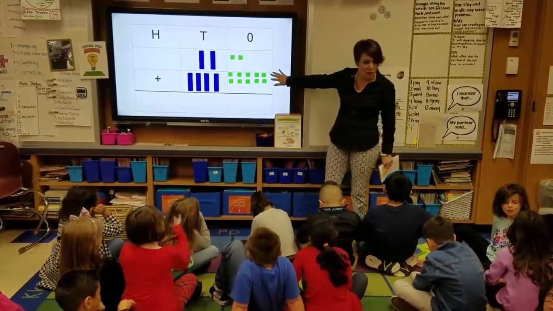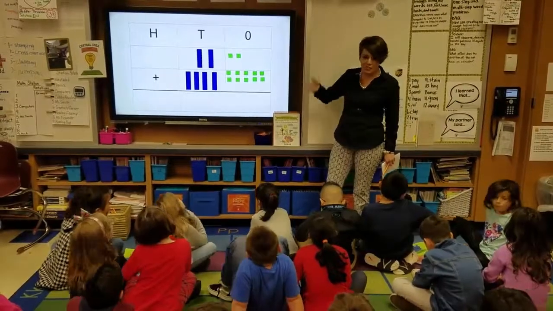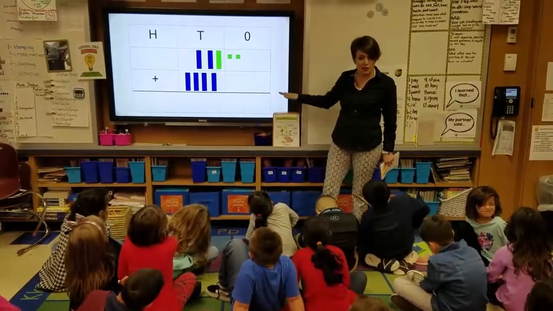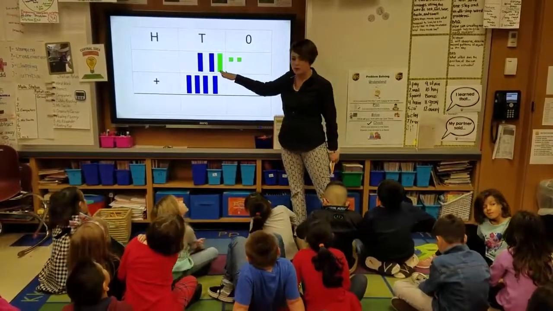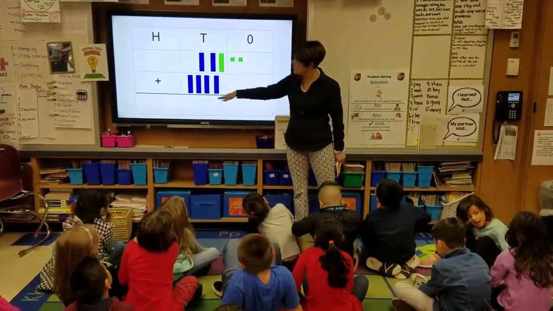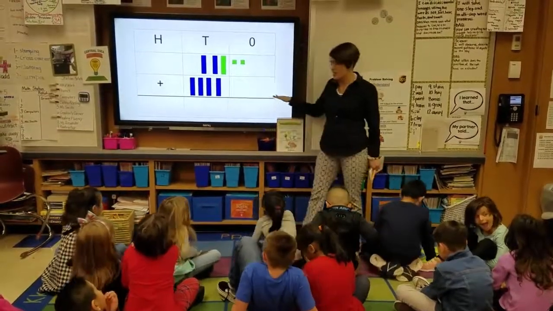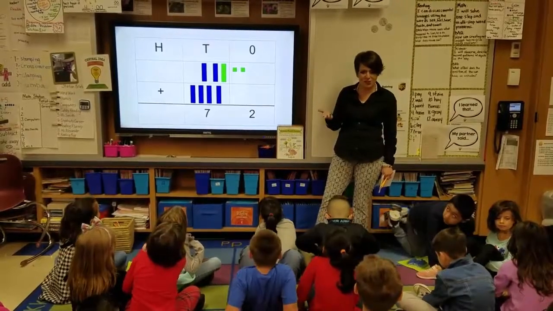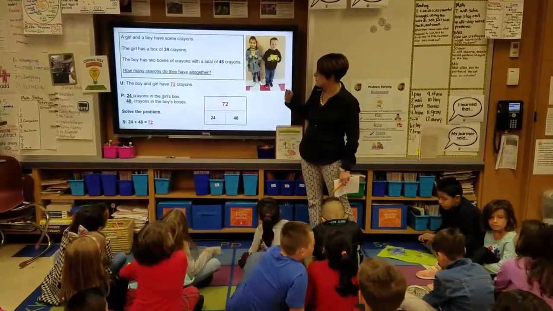So now I have how many ones here? 10. And I need to do? You had fair trade. Fair trade. So I did a fair trade. And now what do I have up here? 32 plus 40. Okay. That equals 72. I was right. Very good job.